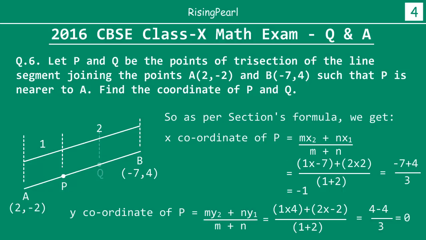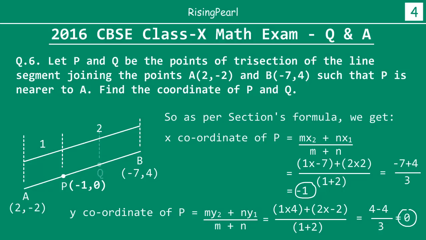Now what about the y coordinate for point P? Similarly, for the y coordinate, it will be my2 plus ny1 divided by m plus n. So 1 times 4 plus 2 times minus 2, which will be 4 minus 4 by 3, which will be 0. So we have found the coordinates for point P: the x coordinate is minus 1, like we have seen here, and the y coordinate is 0. So the coordinates for the point P will be minus 1, 0.